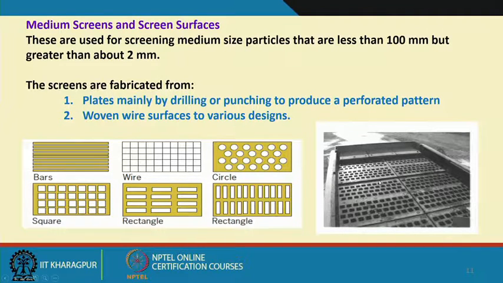Okay. These are some pictures of some industrial screens, which look like they are made by punching. So these are basically perforated patterns that we get through punching. Now the question comes, where do we use what type of pattern of these woven surfaces. That is decided by the purpose for which the screen is being used, whether it is for dewatering, for grading, or for desliming purposes.